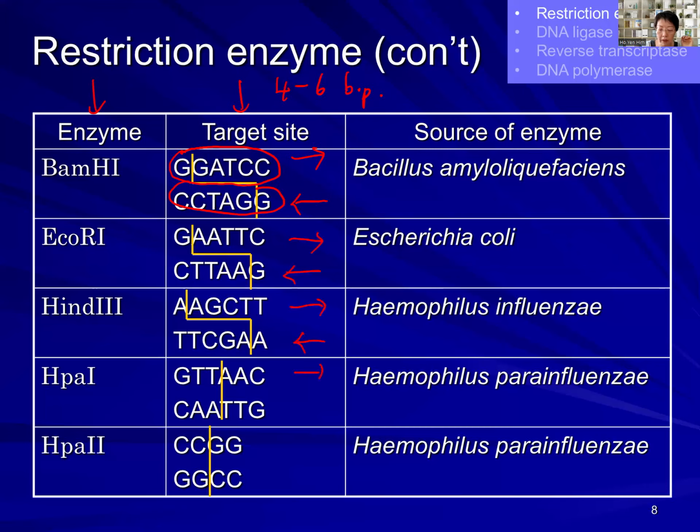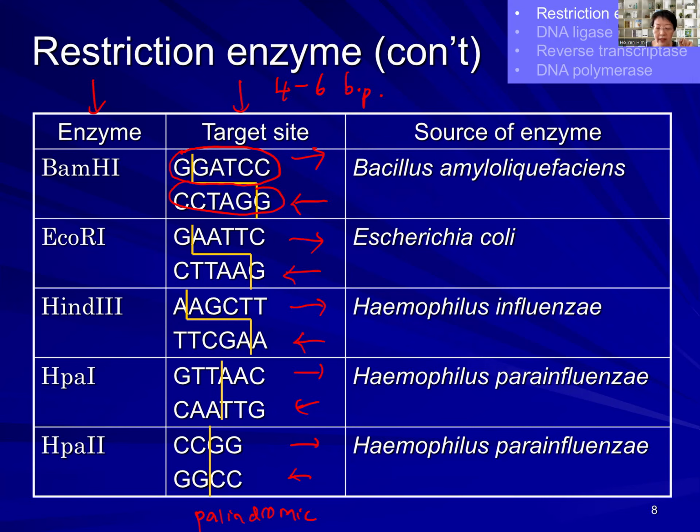You can see all of them, right? When you read the base sequence of the target site in one strand of the DNA from left to right, it is the same as the complementary strand from right to left. This property found in the target site is called palindromic. So all target sites are palindromic.